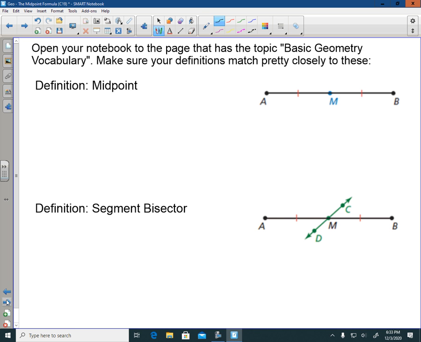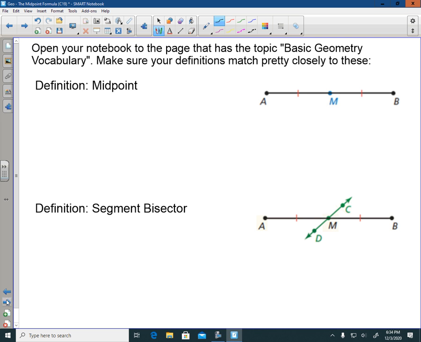So what would be great is if you had your notebook open to the topic that is basic geometry vocabulary. Now, if you have a good table of contents, you can look at that table of contents, find that topic, basic geometry vocabulary, find the page number, and flip right to that page. That's why we're creating a table of contents, so that things are efficient. When you look at basic geometry vocabulary, you'll see that there's a couple of words on that page that are defined, and I just want to make sure your definitions are pretty close to what I'm about to say. It might not be exactly, but as long as you have the right idea, it's okay.